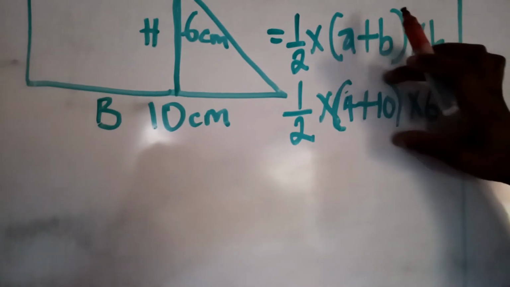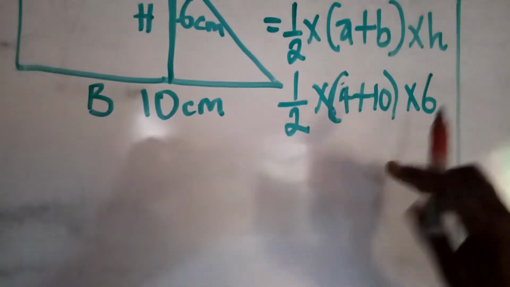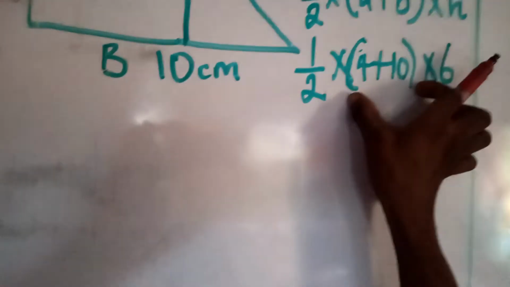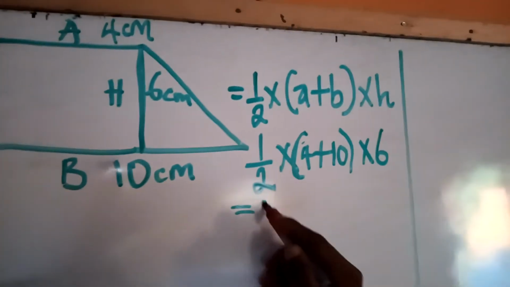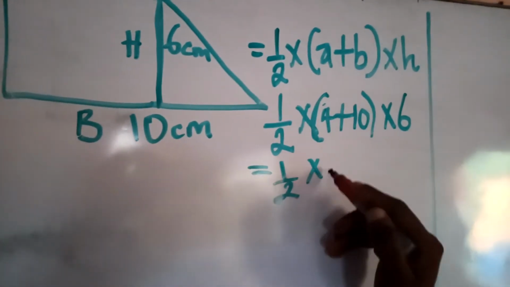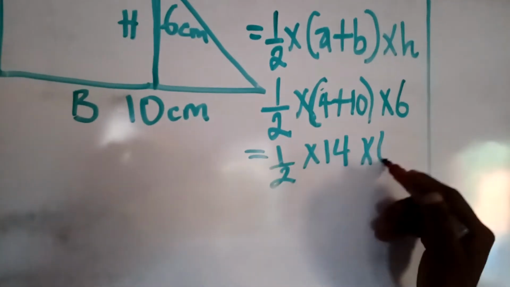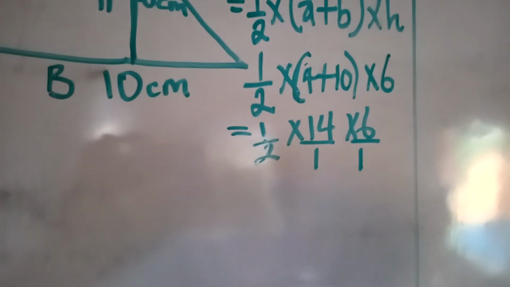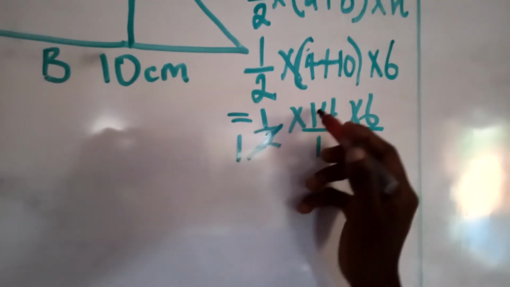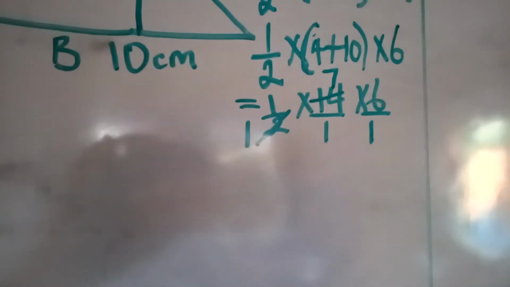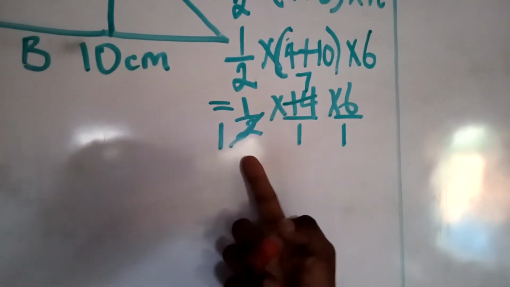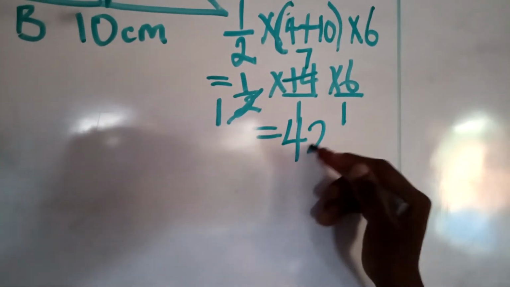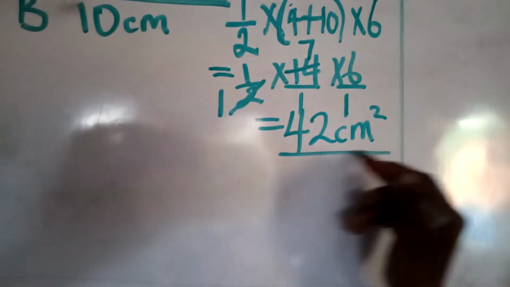Now, BODMAS says we should solve whatever we have in the bracket first. So that means we cannot cancel out without solving this bracket first. So we rewrite this by saying 1 over 2 times 14 times 6. We can put this over 1 and put this over 1. I'll say 2 here, 1, 2 here, 7. Then there's no number that can cancel out anymore. Then you multiply it out. So say 7 times 6 is 42 centimeter square.